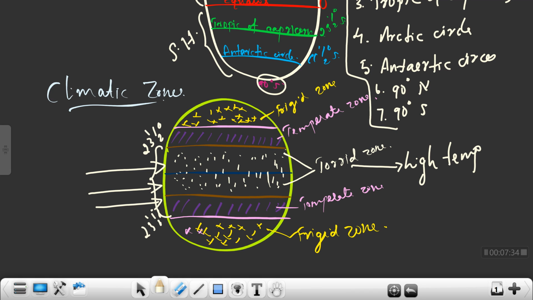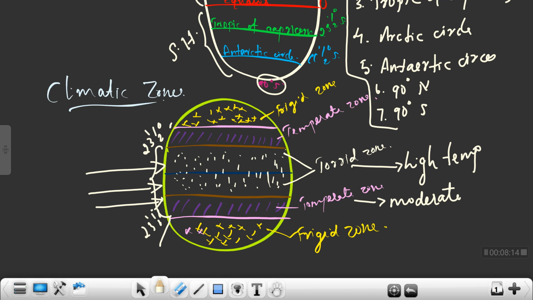Then the second zone is the temperate zone. This temperate zone lies from 23.5 degrees north to 66.5 degrees north and 23.5 degrees south to 66.5 degrees south. In this area, the climate is moderate, because sun rays reach this area slanting.